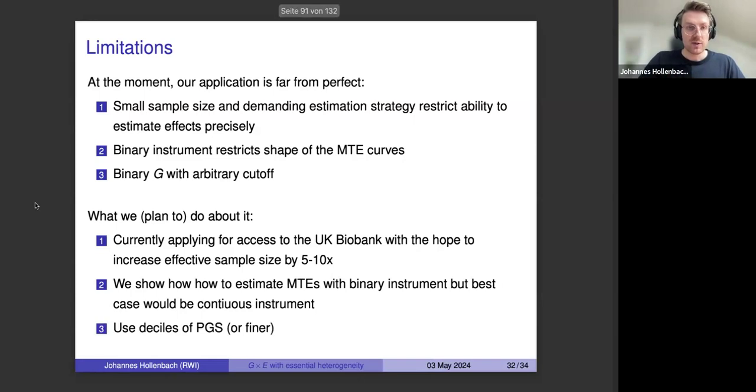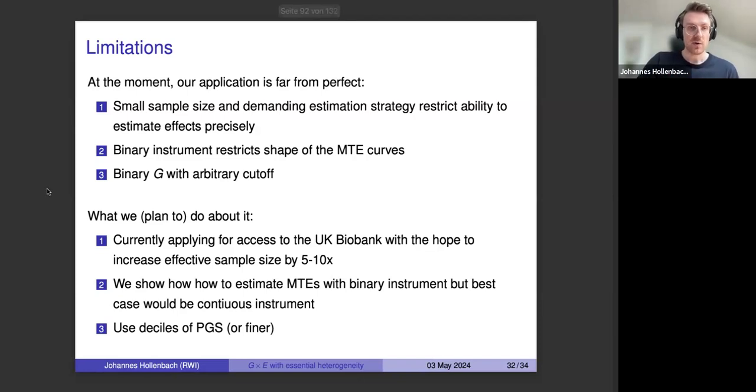And the third thing we're doing is using more of the variation in the polygenic score. For example, deciles, which are arguably a more robust concept than just splitting it. But maybe we can even use more variation.